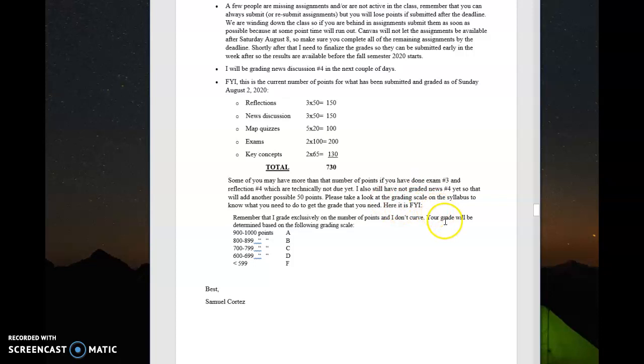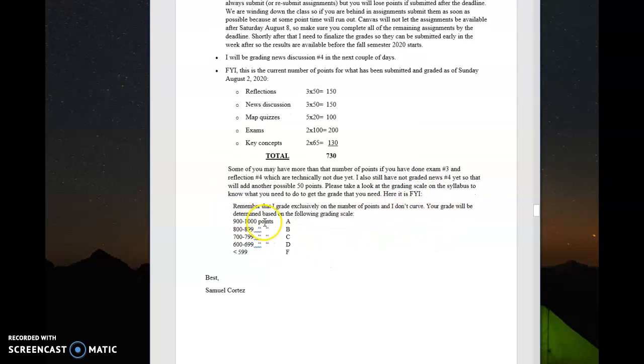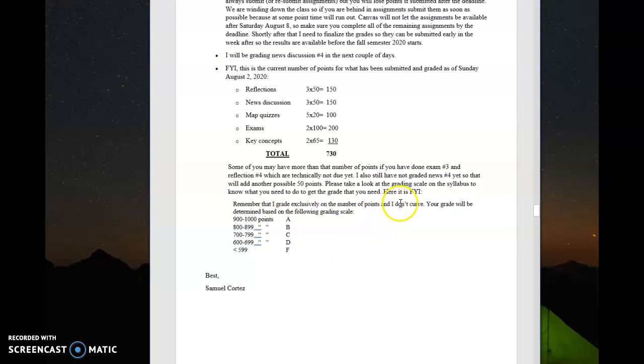Here it is for your information. Remember that I grade exclusively on the number of points. I don't curve. Your grade will be determined based on the following grading scale: 900 to 1,000 points is an A, 800 to 899 points is a B, 700 to 799 points is a C, 600 to 699 is a D. Anything less than 600 points is an F.